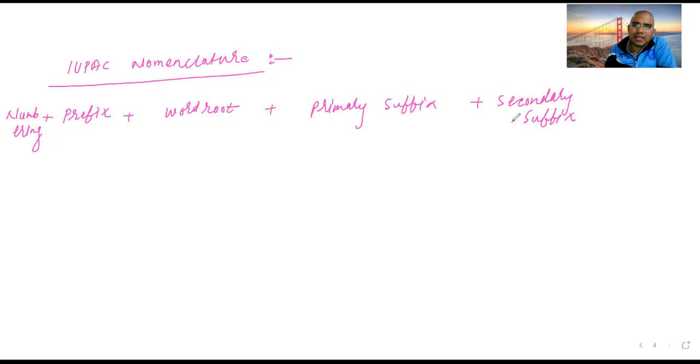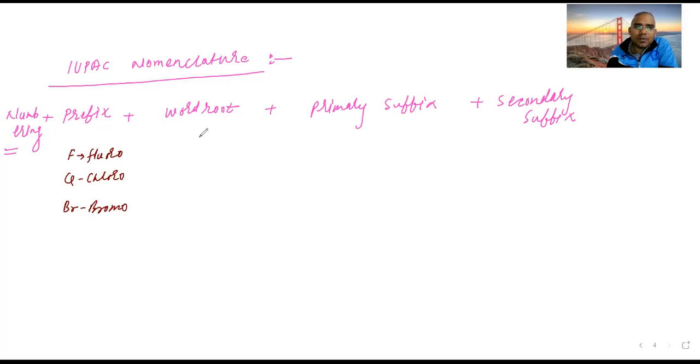Let us try to understand the meaning of this. Numbering, I will tell you later. If the compound contains F, or Cl, or Br, we will write its name as fluoro. You need not write, firstly you watch. If Cl is there, that is chloro. And if Br is there, that is going to be bromo.